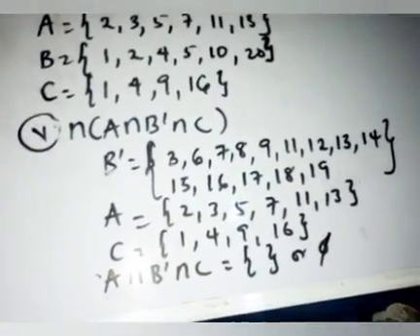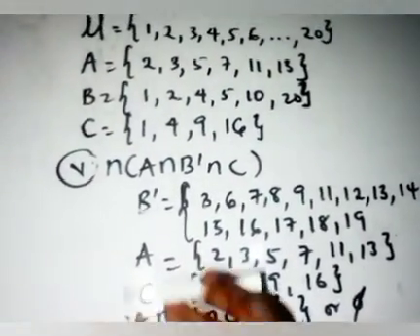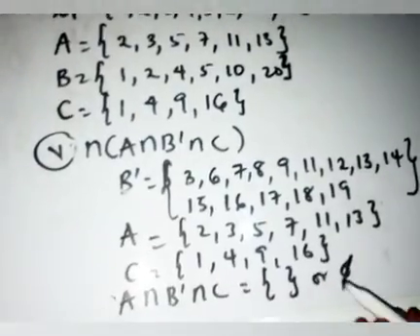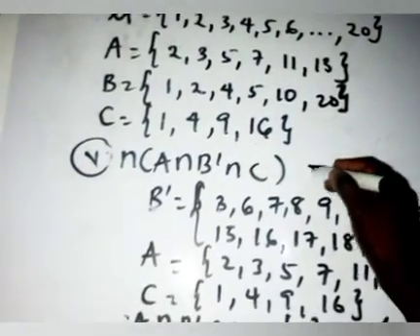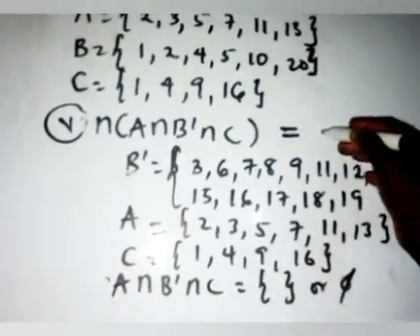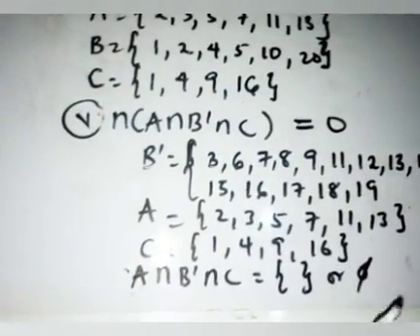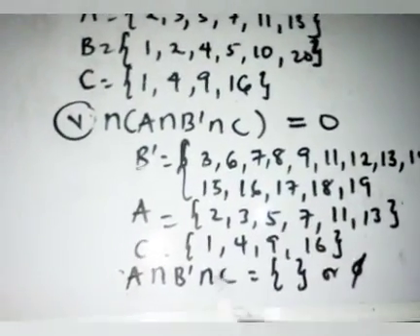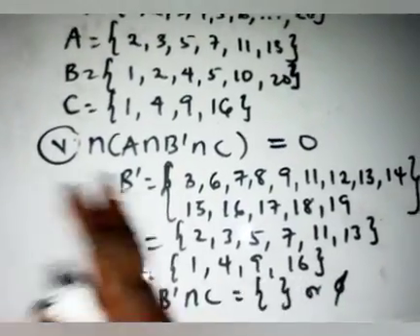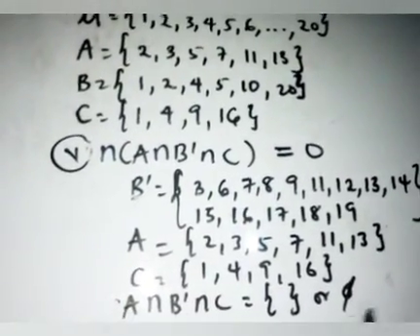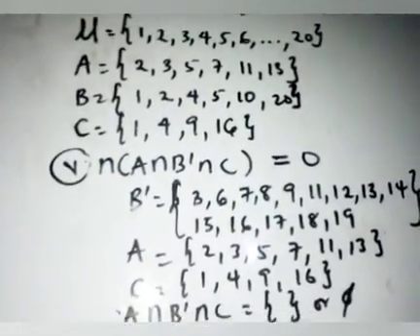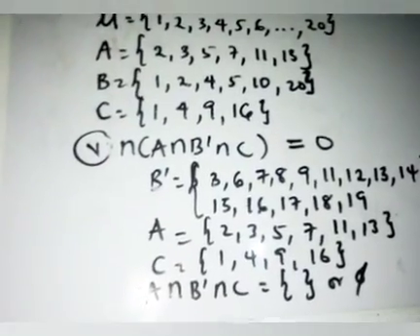And you are now asked to find the number of elements. What will be the number of elements? The number of elements will be 0, because there is no element common in these three sets. So our number of elements is 0. And that is the solution to the first question. Thank you.